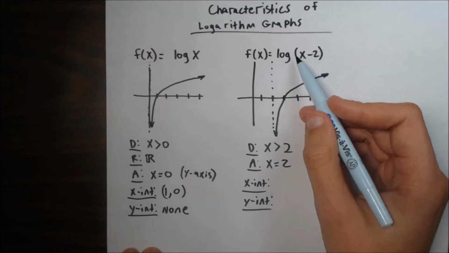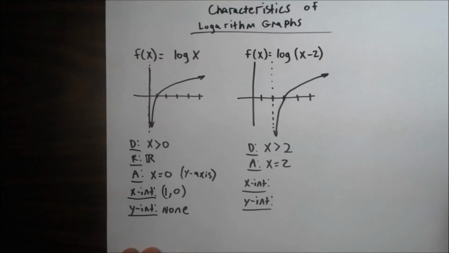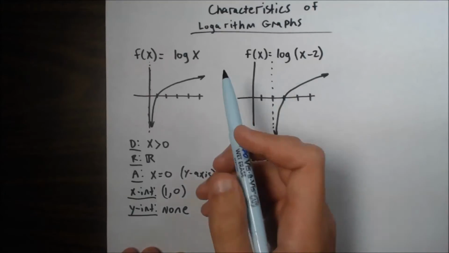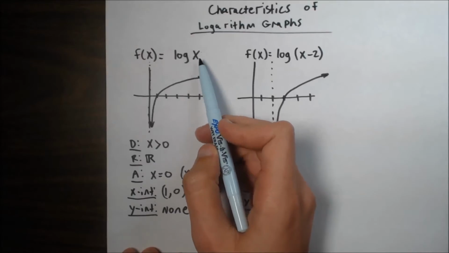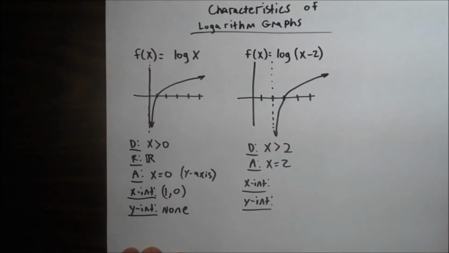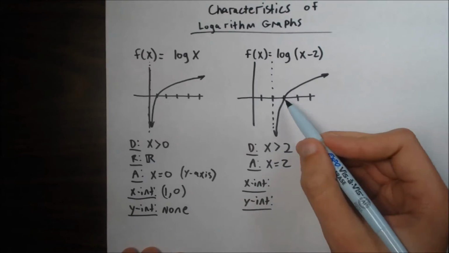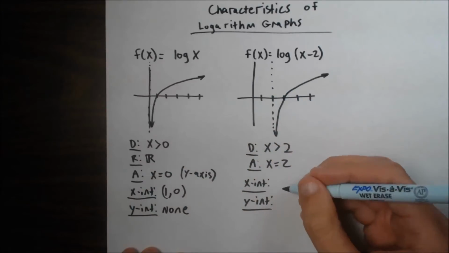In other words, if I were to set x minus 2 equal to 0, the answer would be 2, and that's why that is the asymptote. In the original problem, what's going to make the part inside the logarithm 0? Well, that's all there is. It's just x. So 0 would make it 0. Well, now that everything's shifted over, what else did that change? It changed the x-intercept. Notice now that instead of crossing at 1, it crosses at 3.